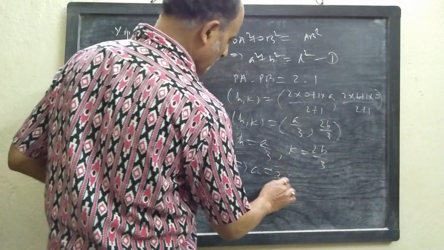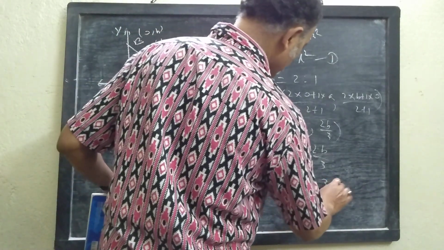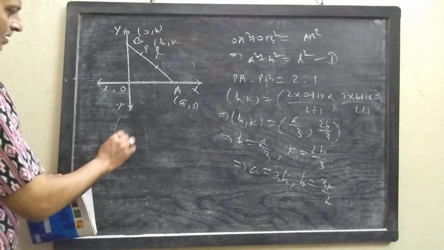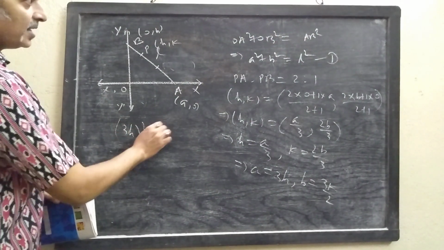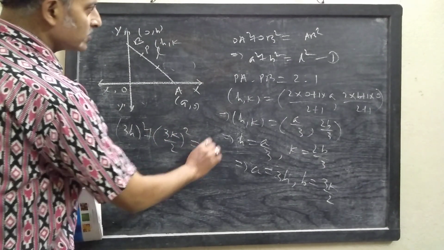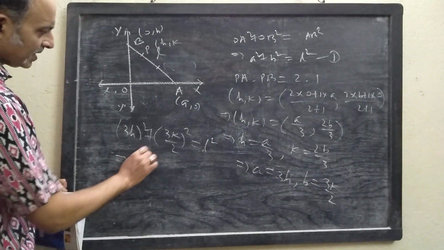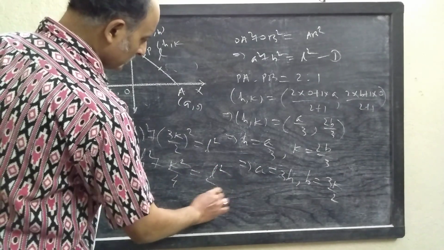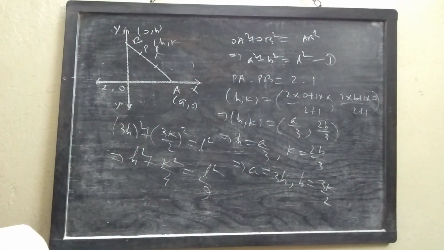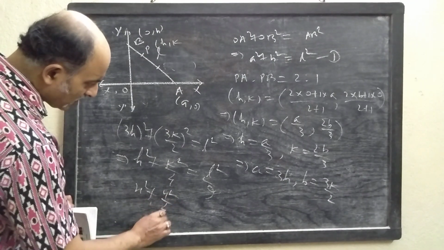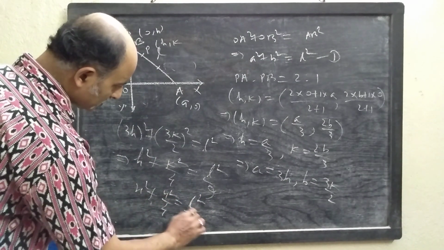That implies a equals 3h and b equals 3k by 2. Substitute these values in 1, we get (3h) whole square plus (3k by 2) whole square equals L square. So ultimately we get h square plus k square by 4 equals L square by 9. So the equation will be x square plus y square by 4 equals L square by 9.